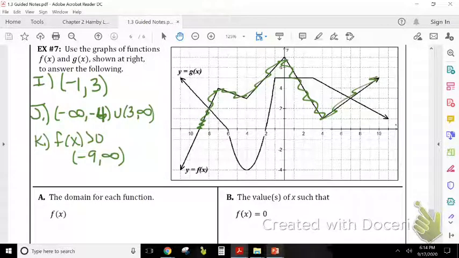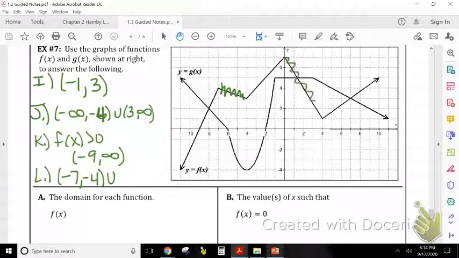And then finally L, so is where f of x decreases. So where it decreases is where it's going down. So read it from left to right. I can see it's going down right there from -7 to -4. And it's going down right here from x is 0 to x is 4.